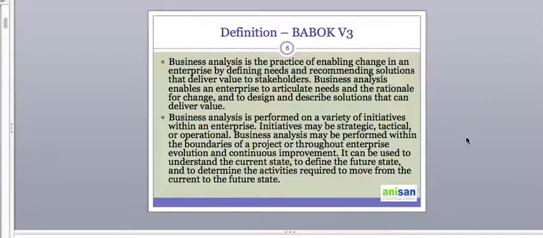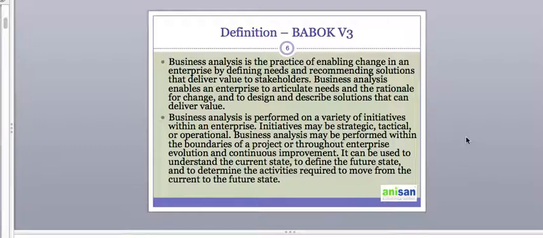Okay, and business analysis is performed on a variety of initiatives within an enterprise. It may be strategic, tactical, or operational. So at different levels business analysis can happen. Strategic is long term, tactical is short term or interim, and operational is ongoing processes. Business analysis may be performed within the boundaries of a project or throughout the enterprise evolution and continuous improvement. So it simply says that it can be done within the boundaries of a project or throughout the organization's evolution.